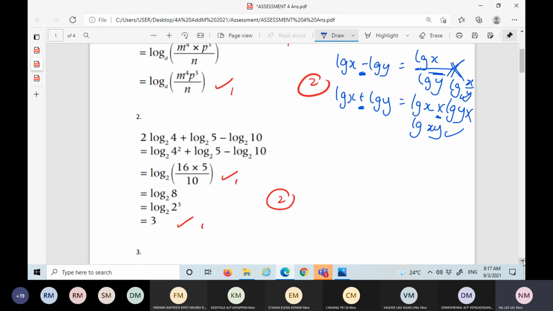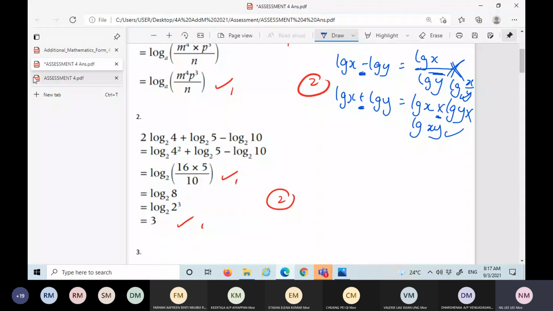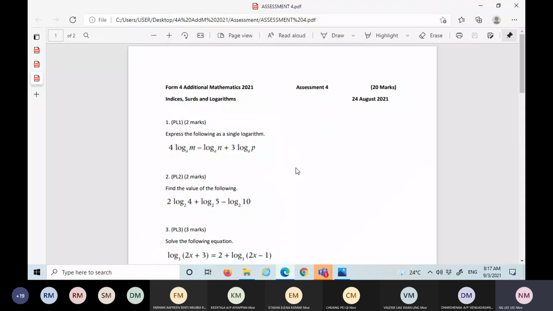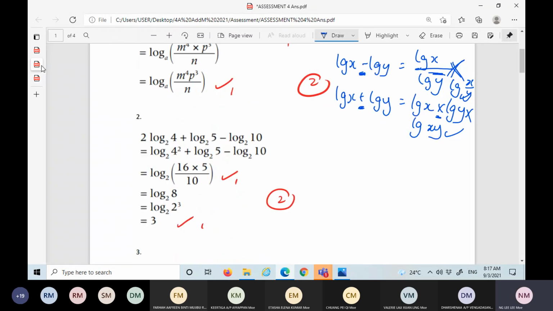We go to number 2. Number 2, find the value of the following. Find the value means at the end the answer is a number, so here it is 3. This number 2 is a level 2, PL2, band 2 question, but quite similar to question number 1. First of all, this number in front you drag to become the power. After that, same thing, combine into a single log, because all these numbers can be simplified.